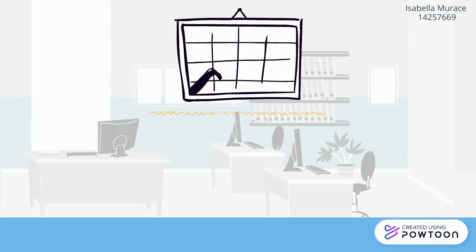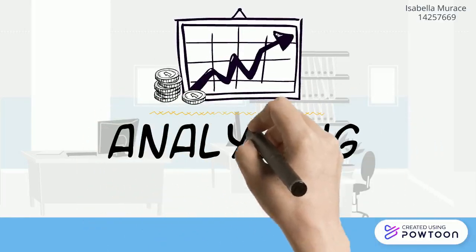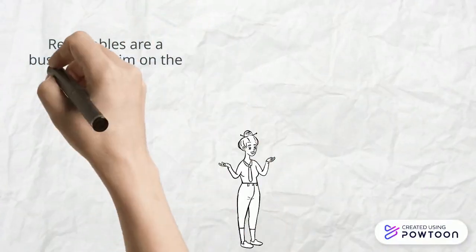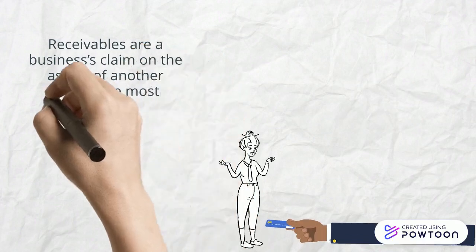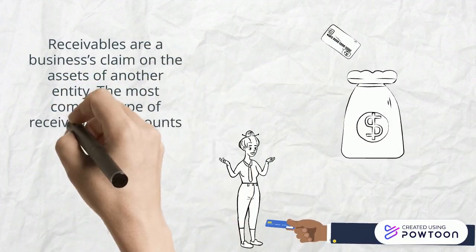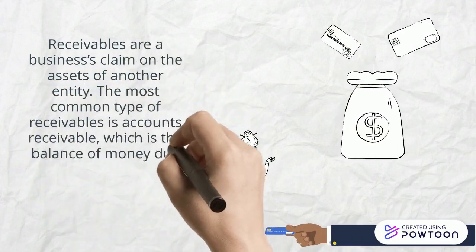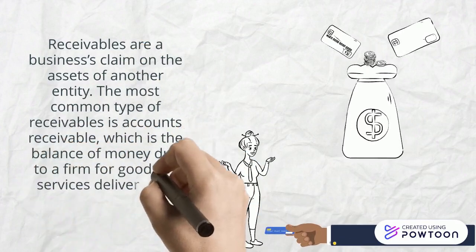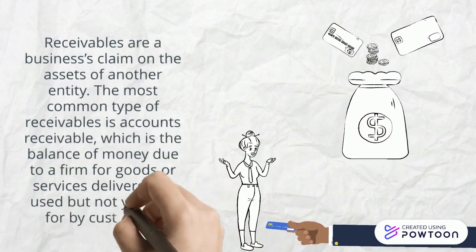Analysing receivables. Receivables are a business's claim on the assets of another entity. The most common type of receivables is accounts receivable, which is the balance of money due to a firm for goods or services delivered or used, but not yet paid for by customers.